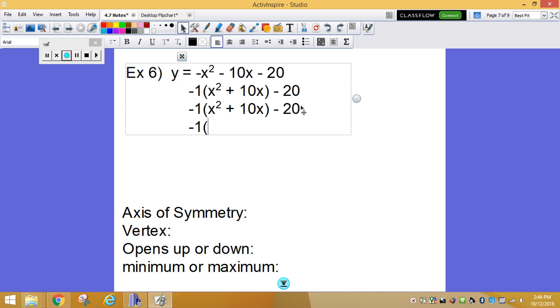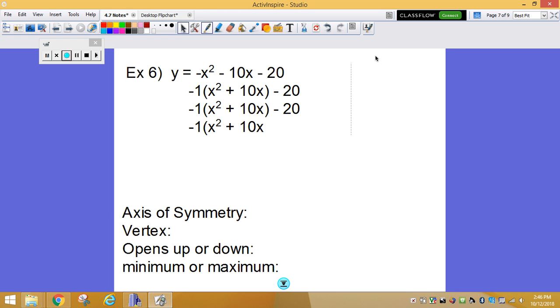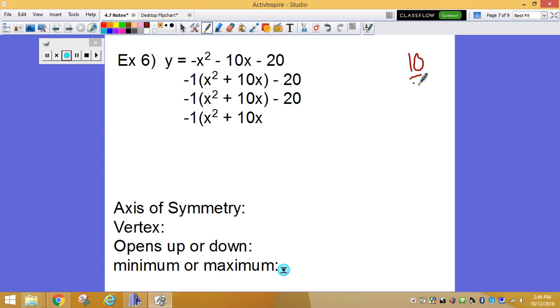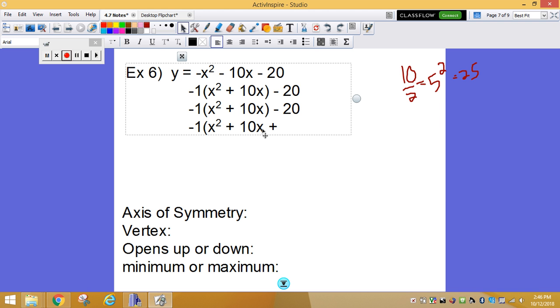Let's figure out what I'm going to add here. So 10 divided by 2 is 5. 5 squared is 25. So I'm going to add 25 here. I'm going to bring down that minus 20. Now remember, if it's negative 1 and you distribute it, then it'd really be a minus 25, and the opposite of minus 25 is plus 25.